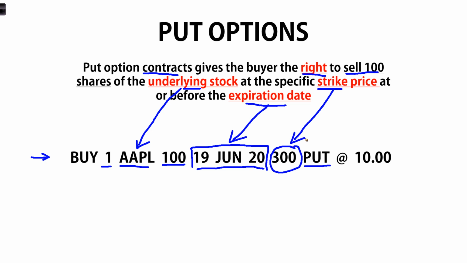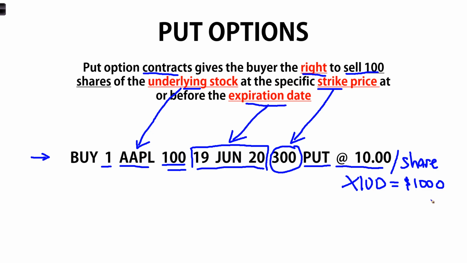So what is the price for this put option contract that you are about to buy? It is stated in this last piece of information at $10. The $10 here means $10 per share. So you have to multiply it by 100 because this contract controls 100 shares of Apple. And so the full price of this put option contract is $1,000.